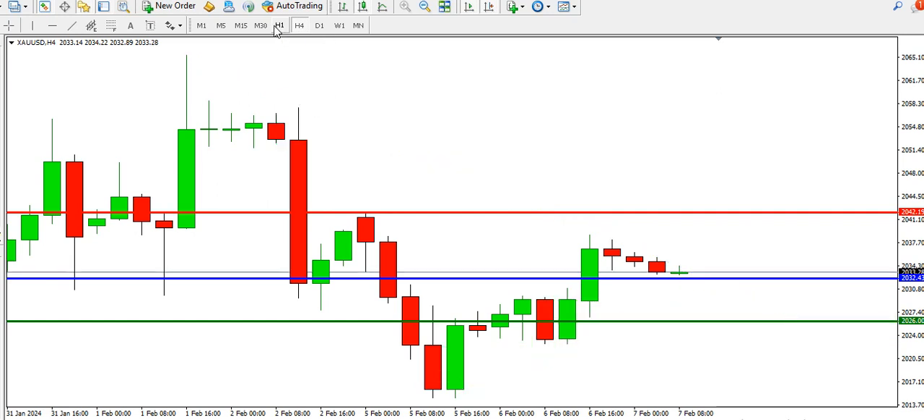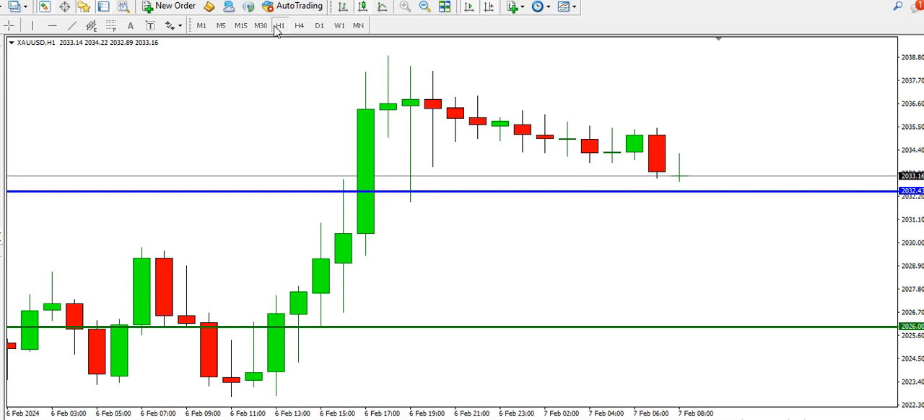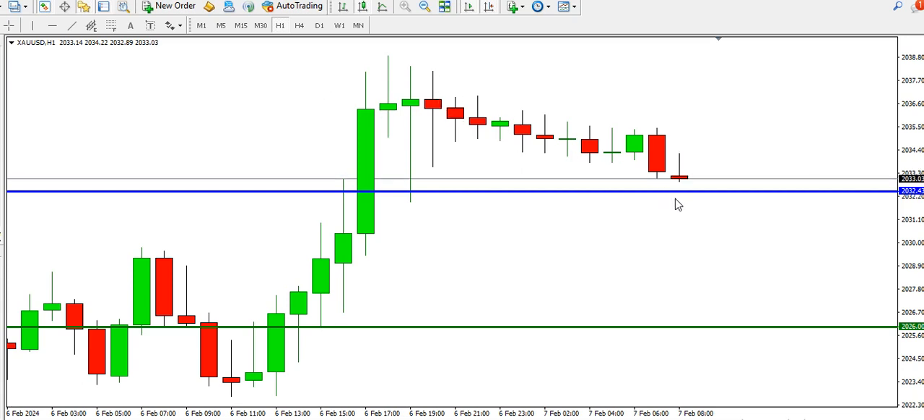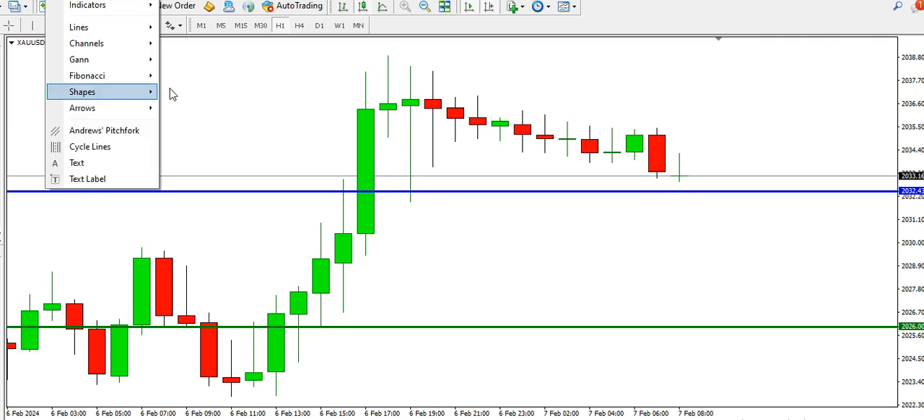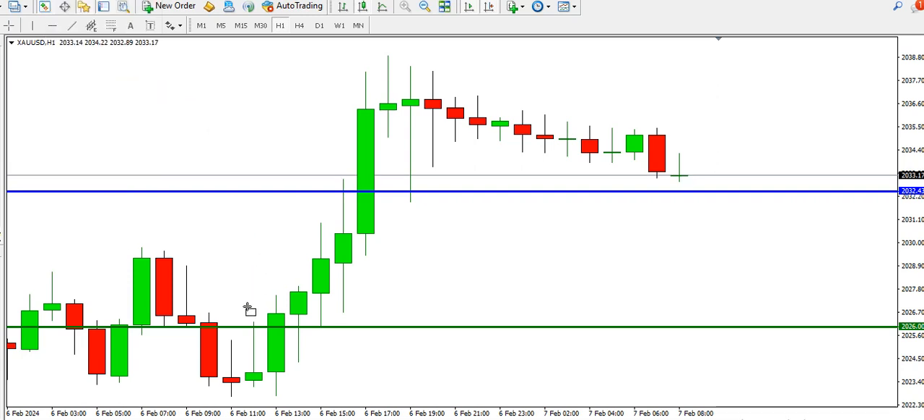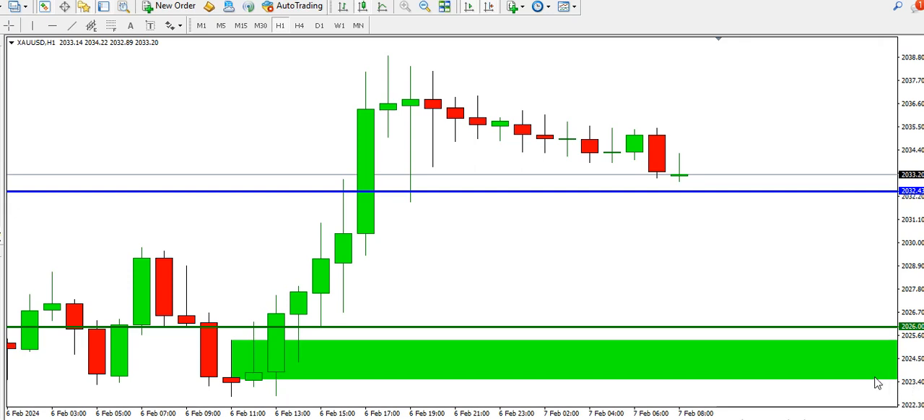Let's quickly take a look at the 1-hour chart. For the 1-hour chart, you can see that the bears are trying to take price lower, but we have a demand level where we expect price to meet some buyers around this point.